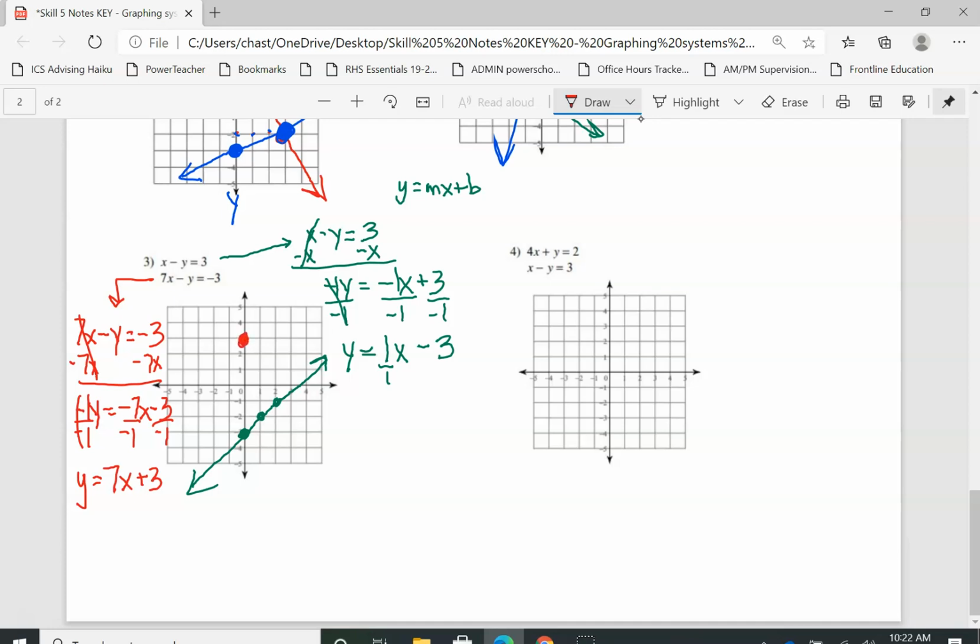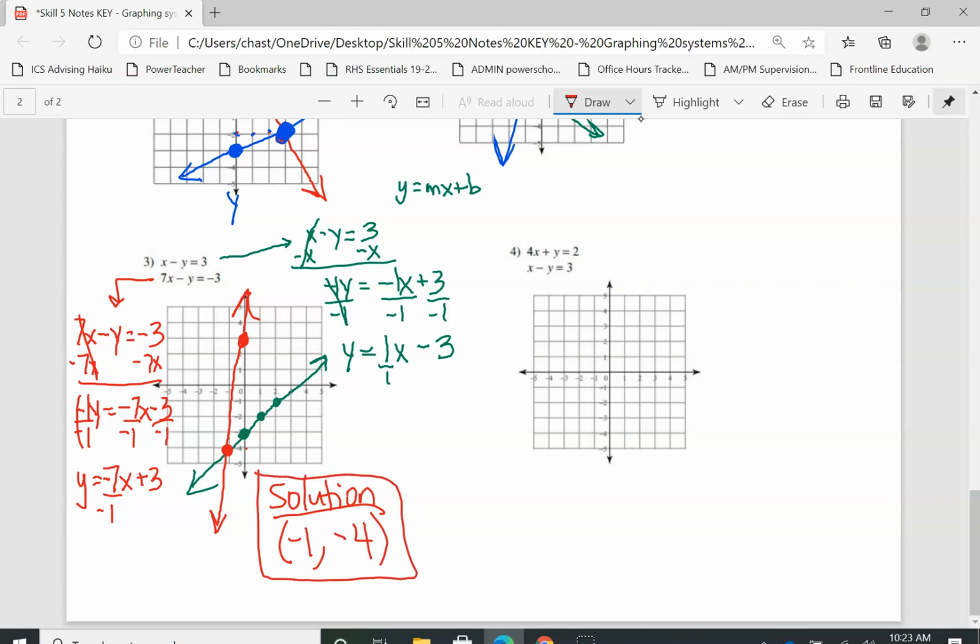Now in this case, remember that 7 is 7 over 1. I can't go up 7 and over 1, so I'm going to just multiply top and bottom by a negative. 2 negatives make a positive, so I'm going to go down 7 and left 1. And we can easily see now that there is a solution. The solution is that my x value is negative 1, my y value is negative 4. And that's our solution.